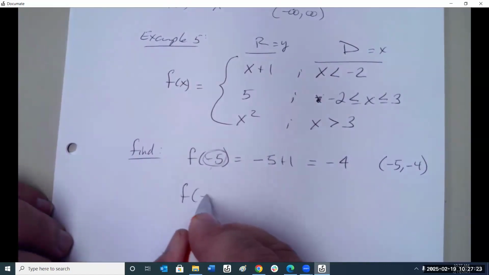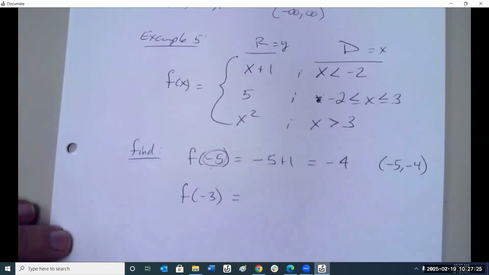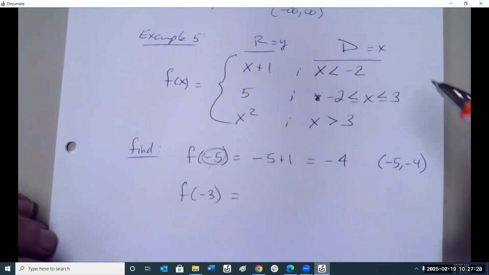How about f of -3? Is it in the first, second, or third equation?